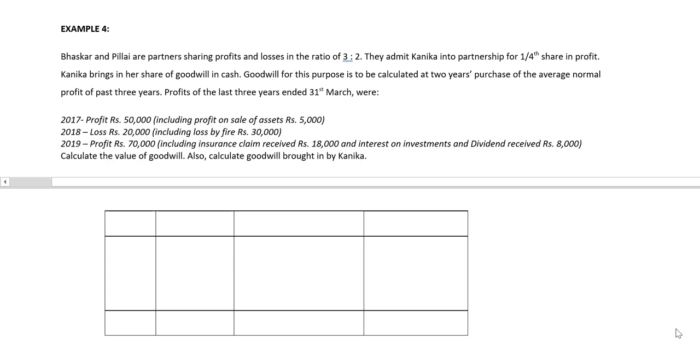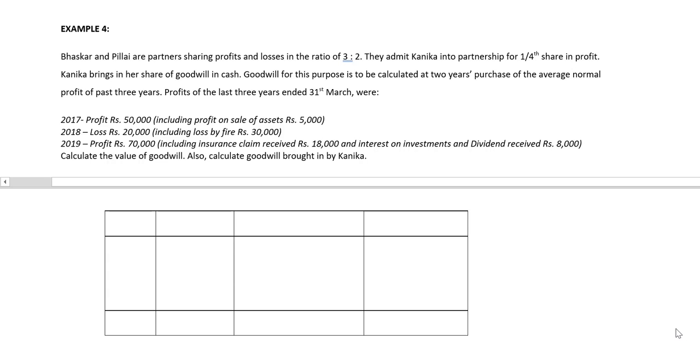for 2017, there's a profit of 50,000. However, it includes profit on sale of assets of rupees 5,000. In 2018, there was a loss of 20,000, but this is including loss by fire of rupees 30,000. For 2019, there was a profit of 70,000, including insurance claim received rupees 18,000 and interest on investment and dividend received rupees 8,000.